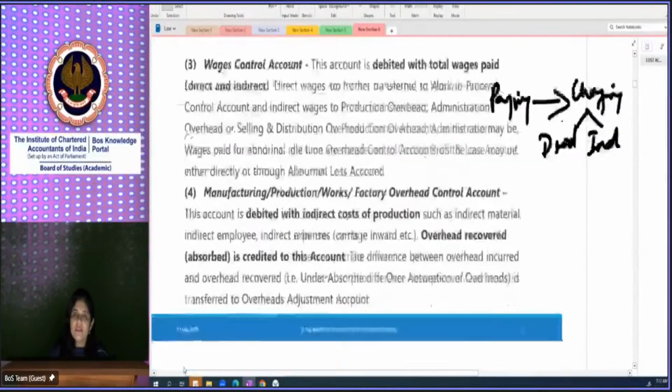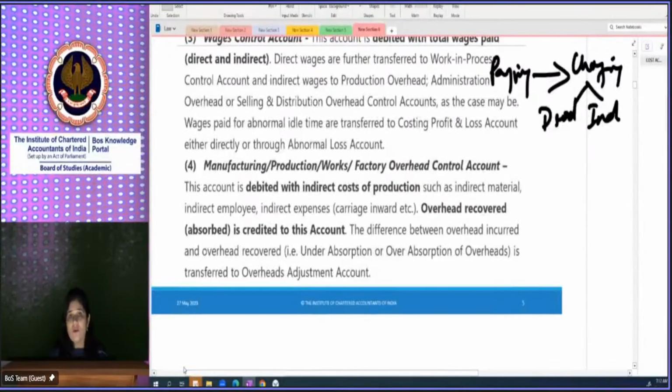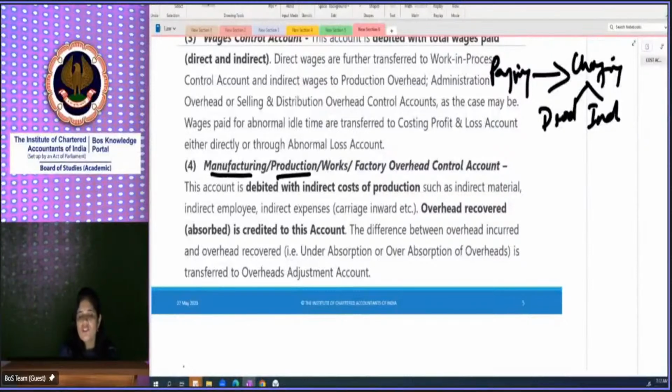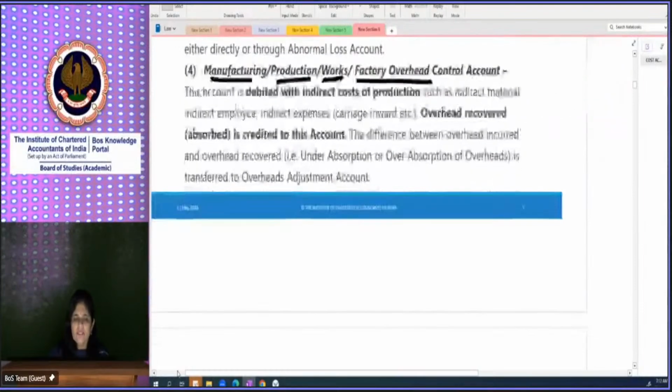Manufacturing overhead, since you must be aware of the cost sheet now. Yeah, so the concept of cost sheet is going to help you in this accounting system. So in cost sheet, there are 3 types of overheads. Factory overhead, so you can use manufacturing or production or works or factory. Any of these 4 terms you can use for factory overheads. You call it manufacturing, you call it production, you call it works overhead, or you call it a factory overhead. All the 4 you can use the name. So this is again one of the overheads, and how we do it, you will understand.